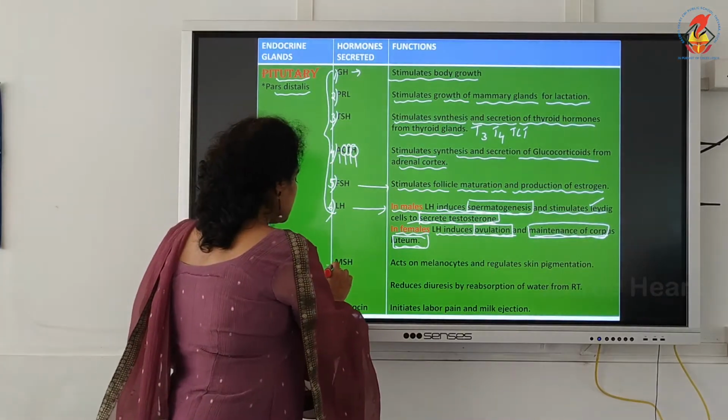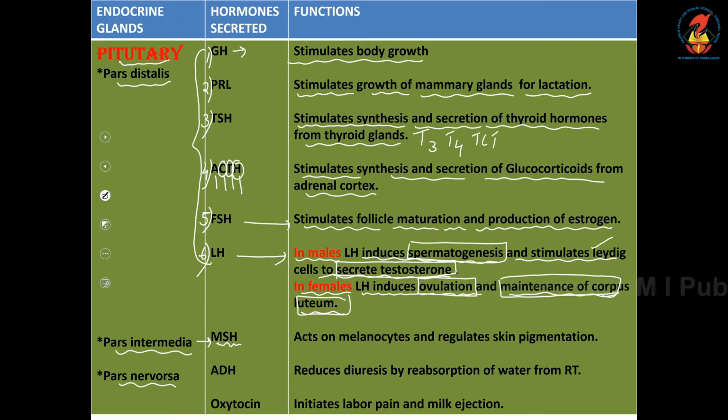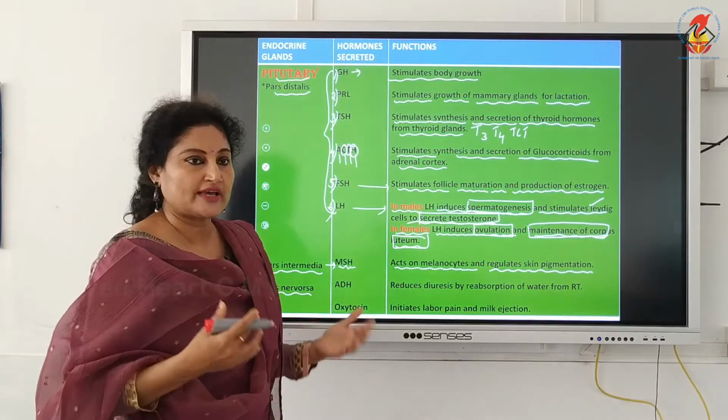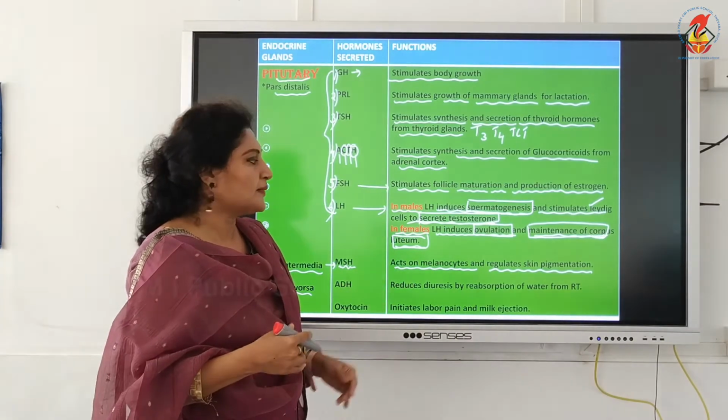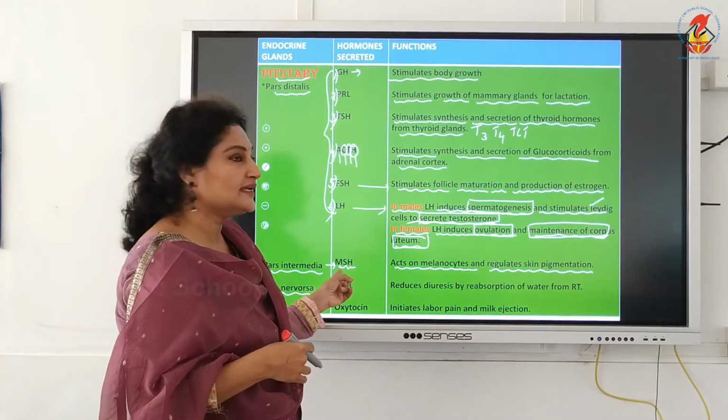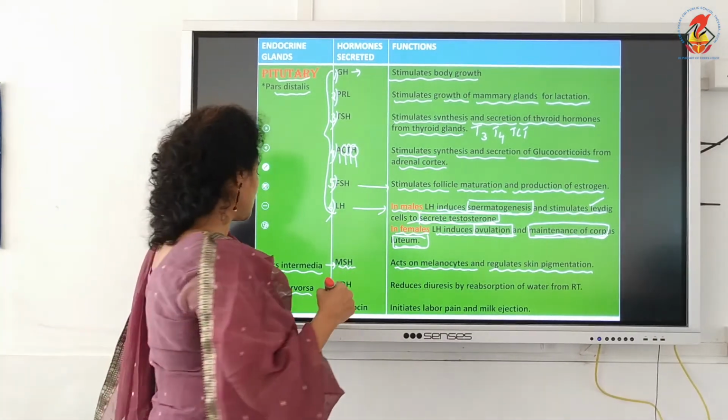Then pars intermedia secretes the melanocyte stimulating hormone. As the name suggests, it acts on the melanocytes and regulates skin pigmentation. We are dark or light or fair or wheatish, etc. due to the melanocytes, which are controlled by the melanocyte stimulating hormone.